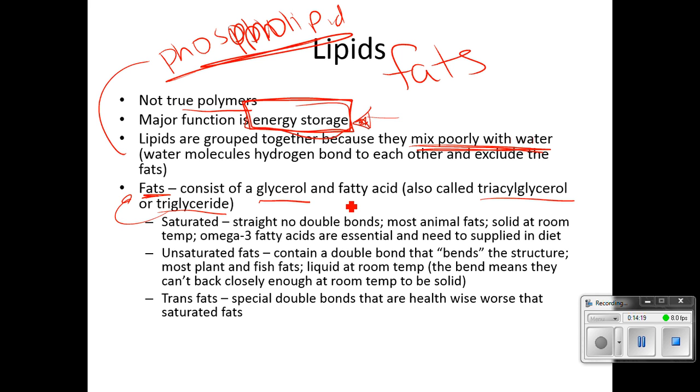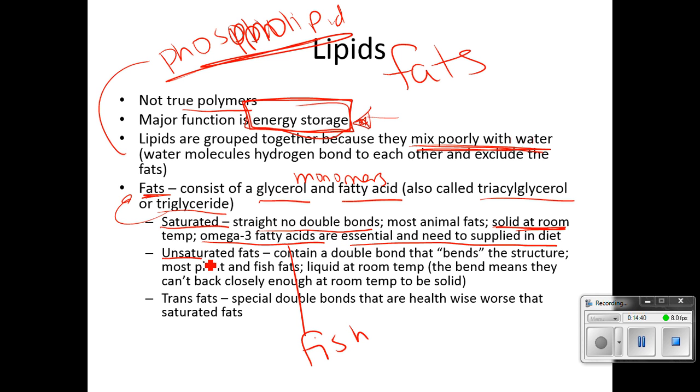Fats contain a glycerol and a fatty acid. These are their monomers, the simple parts. Saturated fat is straight with no double bonds. Most animal fats are solid at room temperature because of that. Omega-3 fatty acids are actually essential and need to be supplied in the diet. You can get this a lot from fish.